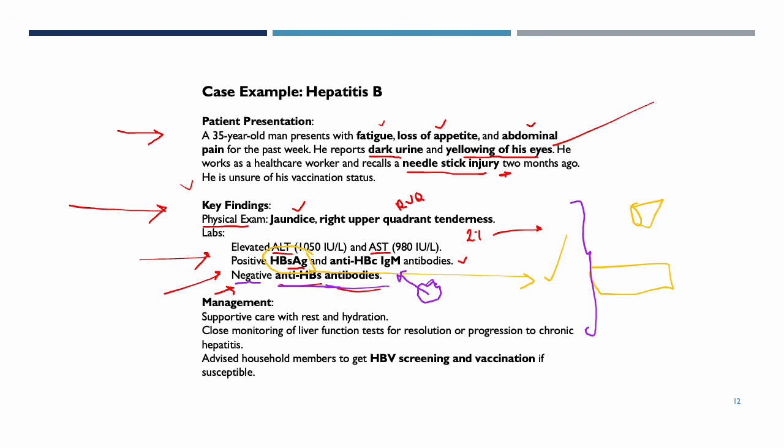And what do we do when it's acute? We give supportive care with rest and hydration. We know that it's self-limiting, but we do close monitoring with liver function tests to make sure that there will be a resolution and no progression to chronic hepatitis. We can also advise household members to get an HPV screening and vaccination if they are susceptible to it.